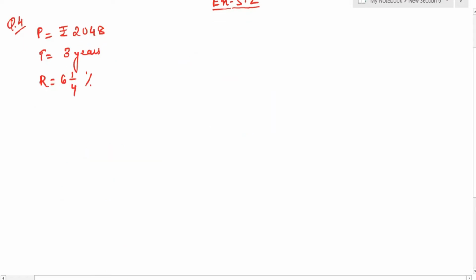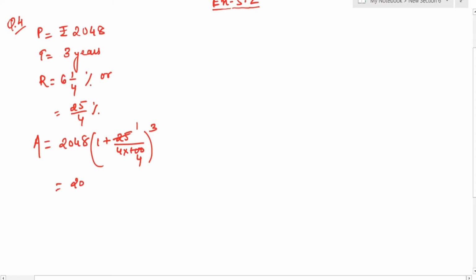Now next, question number 4 is, calculate the compound interest. Principal is given as 2048. Time is 3 years and the rate is given as 6 1 by 4% per annum, which can also be written as (6 fours are 24 plus 1 is 25) by 4%. Now first, for calculating compound interest, we should know what is the amount. The formula of amount is principal into (1 plus rate by 100) whole to the power n. Now you know that 25 ones are 25, 25 fours are 100.